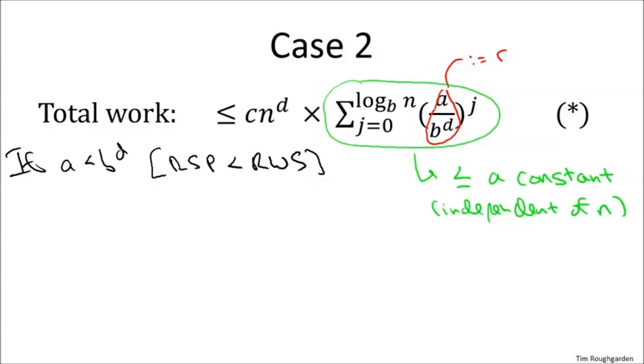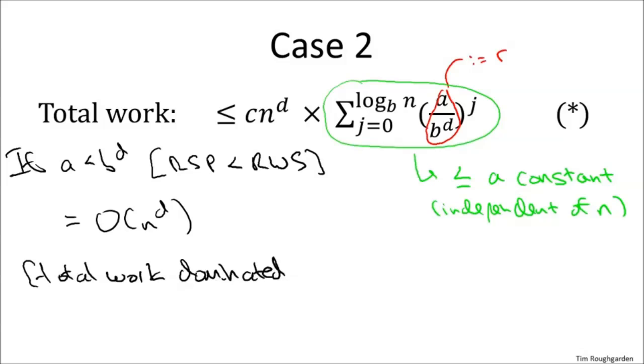It evaluates to c, which is a constant, times n to the d times another constant. So suppressing the product of these two constants in big O notation, we can say that the expression star is upper bounded by big O of n to the d. And this makes precise our intuition that indeed the overall running time of the algorithm in this type of recursion tree, with decreasing work per level, is dominated by the root. The overall amount of work is only a constant factor larger than the work done merely at level 0 of the tree.